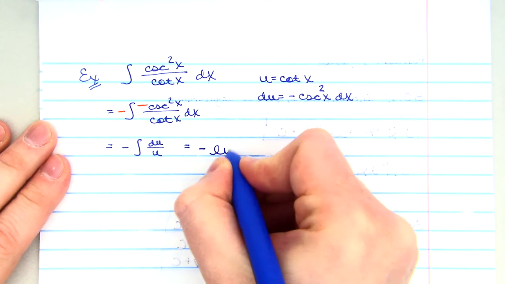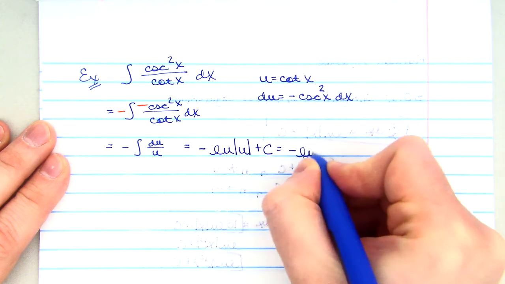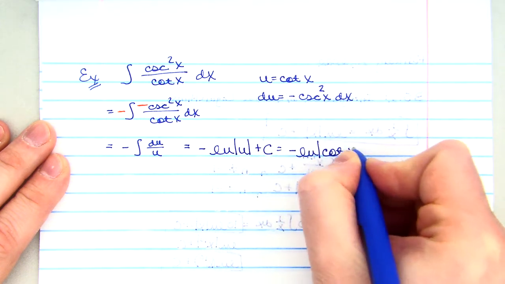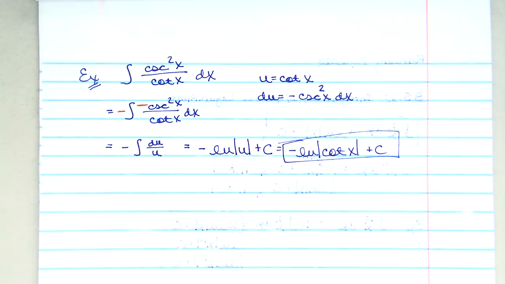Negative the natural log of the absolute value of u plus a constant. So I think negative the natural log of the absolute value of the cotangent of x plus c. Cotangent could give you a positive or negative answer, so yeah, we will need the bars there. In general, better to err on the side of including them if you don't need them. I'd give you credit for that, versus not including them when you do need them, I would take off for that.